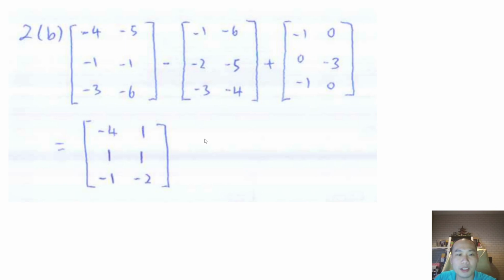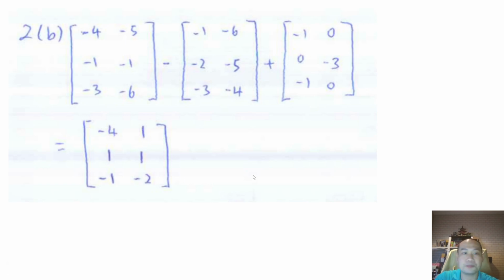So we complete the entire computation, which will take a while. But the important thing is when you are pressing the buttons on your calculator, do it carefully and you should be fine. So you obtain this. This is the final result: -4, 1, and -1 on the first column, 1, 1, and -2 on the second column.